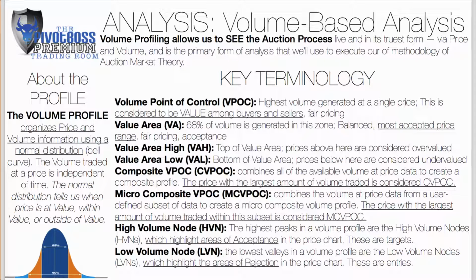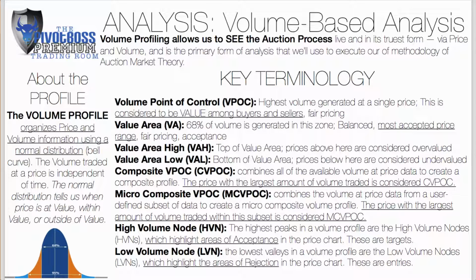A little bit about the profile here. This is a cheat sheet to get you used to seeing what these levels are and the acronyms for them, because if I'm typing through the chat, I'm not going to write volume point of control, I'm going to write VPOC. If I'm writing about high volume nodes, I'm going to write HVN. So this gives you a quick terminology cheat sheet so that you can see what each of these are.